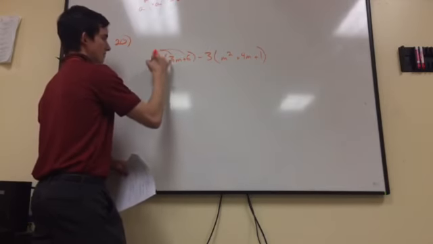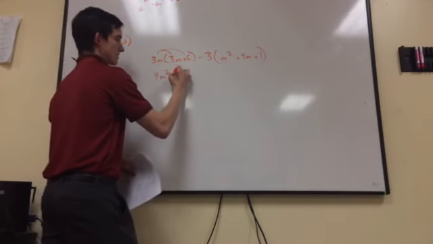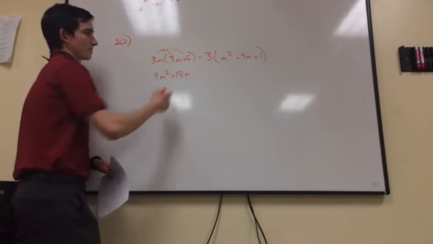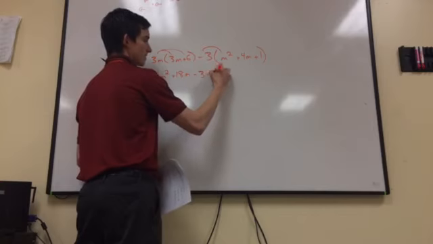M times m, that's to the first, so that's going to be m squared. 3 times 6 is 18. M times nothing is just going to be an m. Negative 3 times m squared is negative 3m squared.